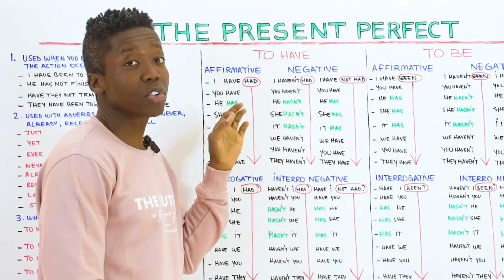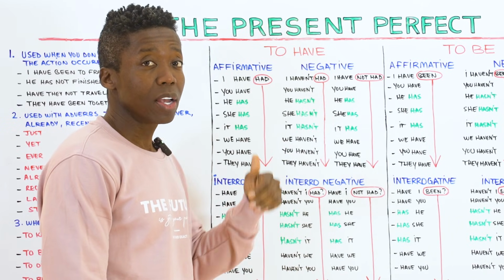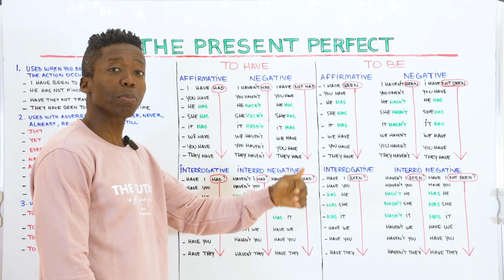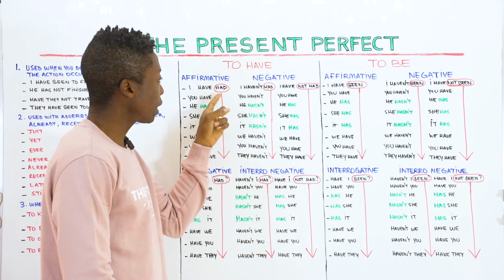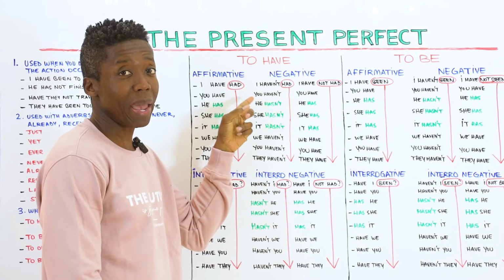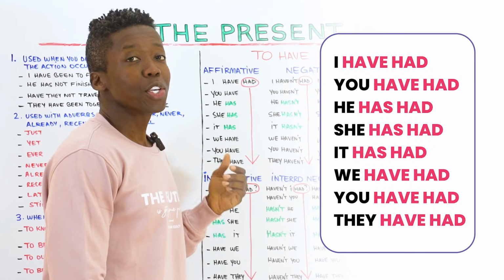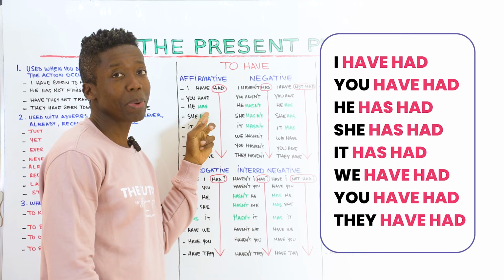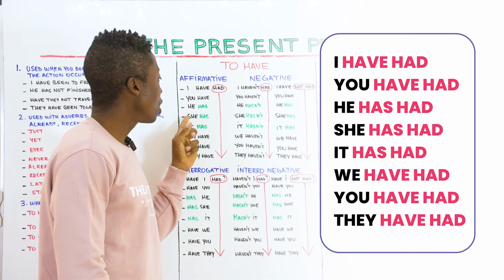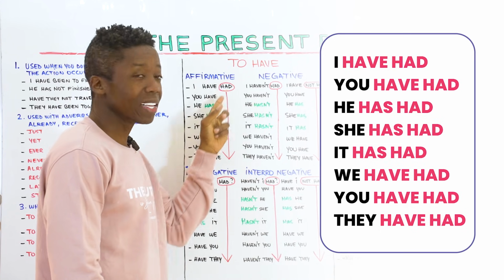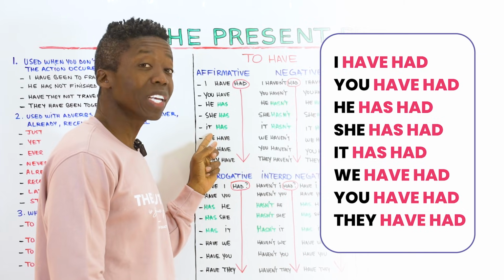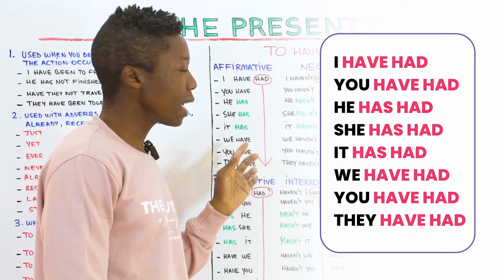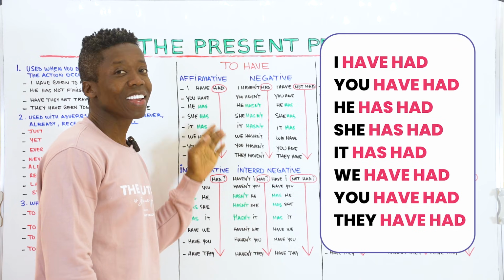Ok, donc le verbe to have, c'est un verbe irrégulier. Le simple past ou le prétérit, c'est had. Et le past participle, c'est également had. Donc ça, ce n'est pas le simple past, c'est plutôt le past participle. I have had, you have had, he has. Donc ici, c'est has, ce n'est pas have. He has had, she has had, it has had. Donc ça, c'est pour les choses it. We have had, you au pluriel have had, and they have had.